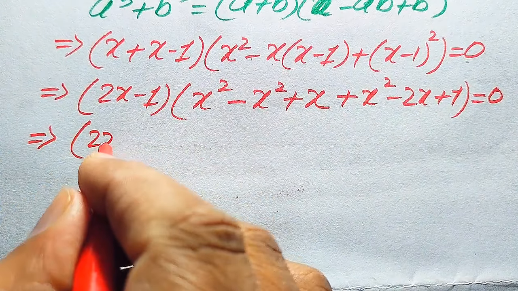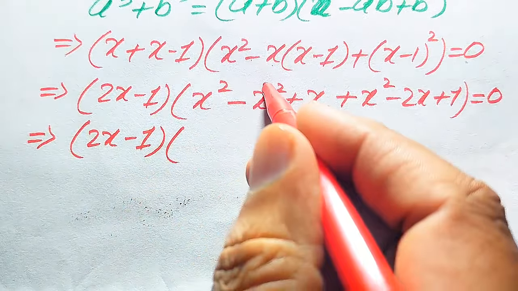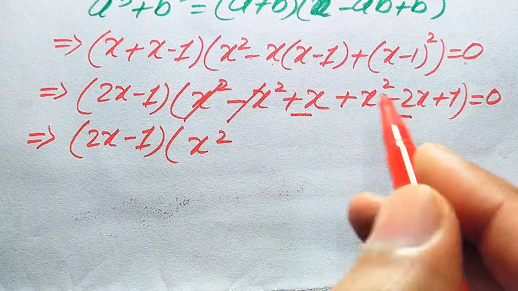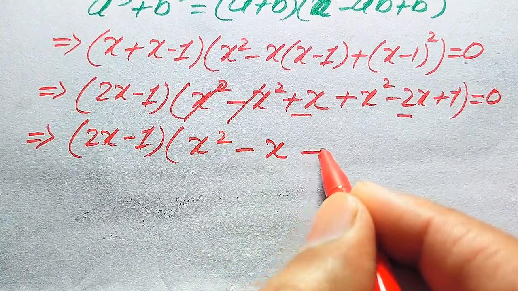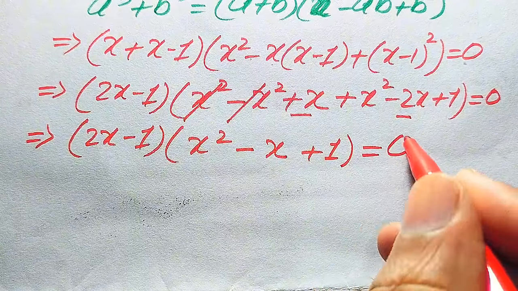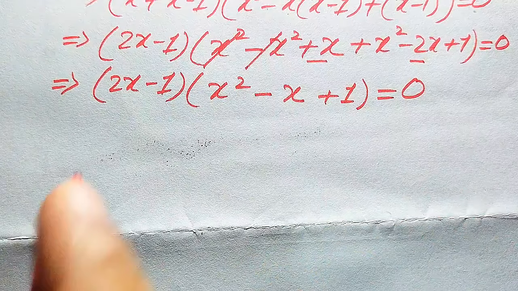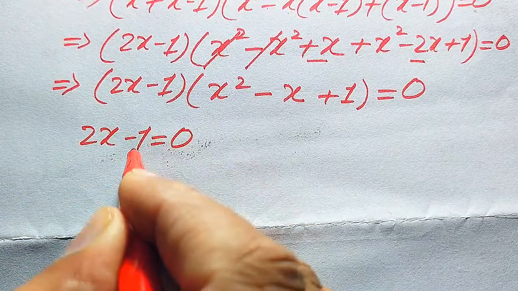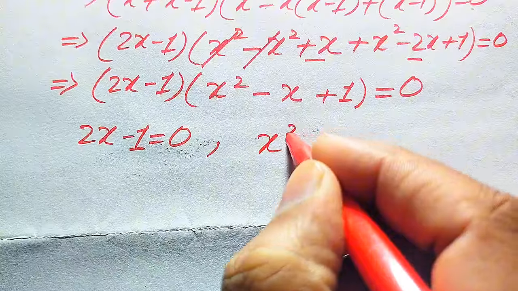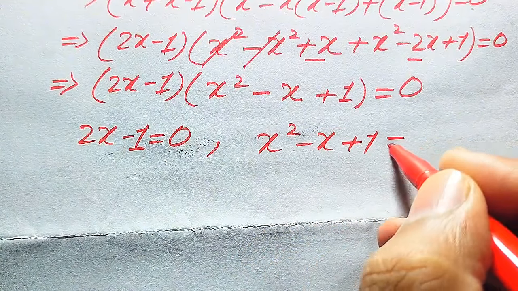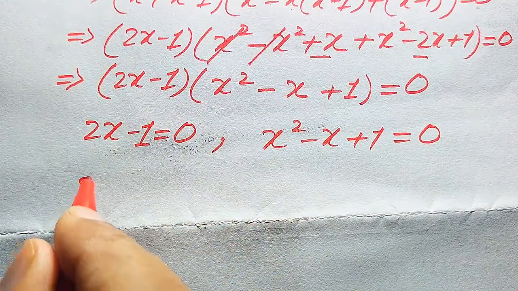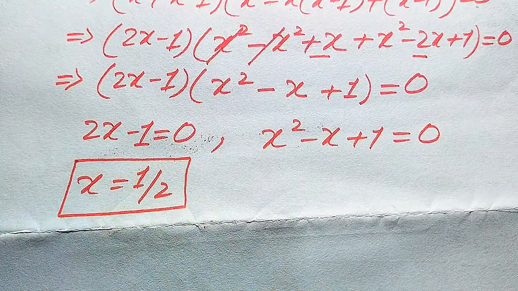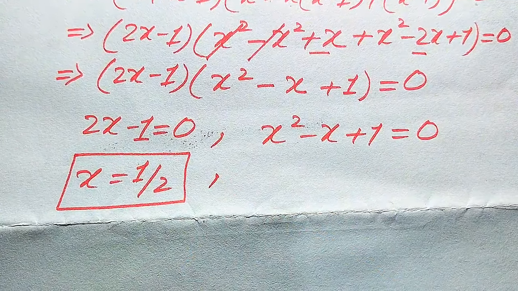And further in the next step we have 2x minus 1 times this; the negative term and positive term are gone, and we get here x squared. This x minus 2x becomes here minus x, and we get here plus 1, and this whole equation is equal to 0. And now we divide this equation into two cases. The first case is we write 2x minus 1 equals to 0, and the second case is x square minus x plus 1 equals to 0. So from here we easily get the value of x is equal to 1 over 2. So this is the third root of the given equation which we get here from the second equation.